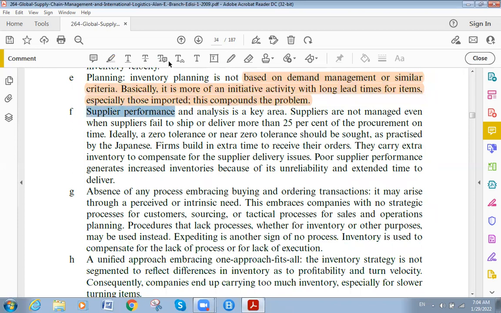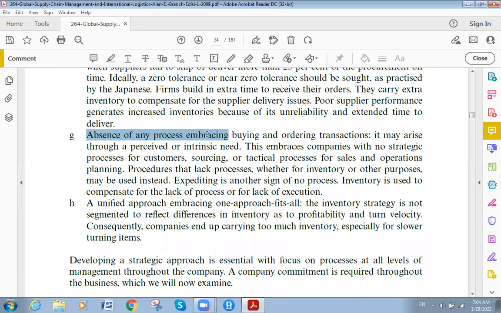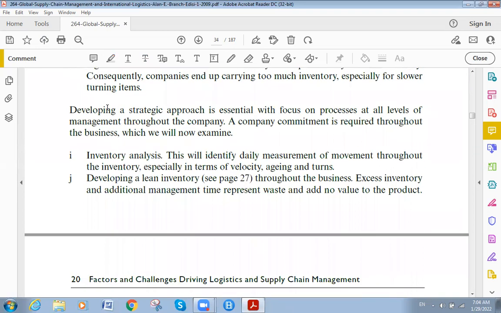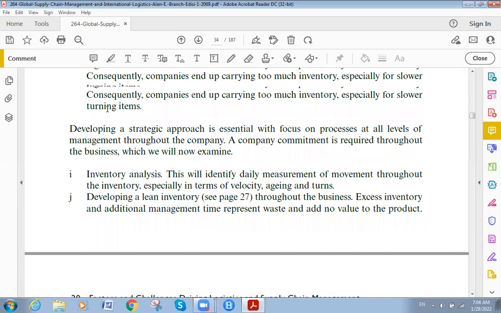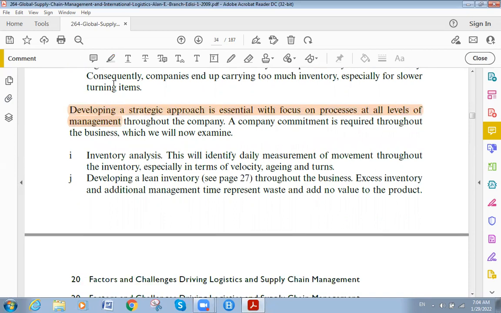Supplier performance: the absence of any process embracing buying and ordering transactions. A unified approach embracing one approach fits all, which might not be proper for the inventory. A developing strategic approach is essential, with focus on process at all levels of management for the inventory.